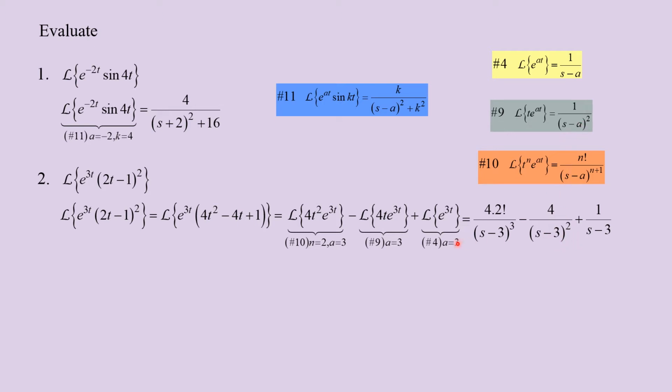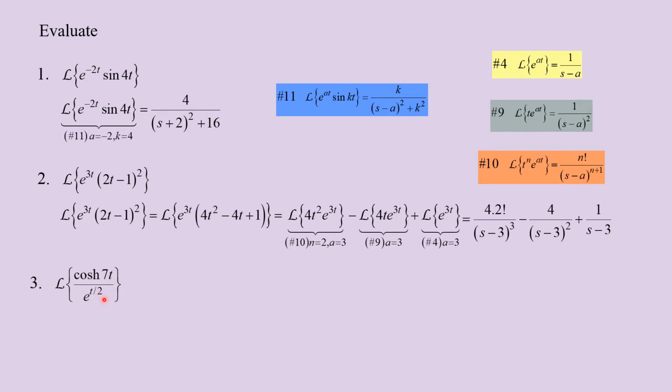Plus, for the last one, formula number 4, we substitute a by 3, so the answer will be 1 over s minus 3. You can leave the answer in this form, or you can take the product of this and write it as 8 over (s minus 3) cubed minus 4 over (s minus 3) squared plus 1 over s minus 3.